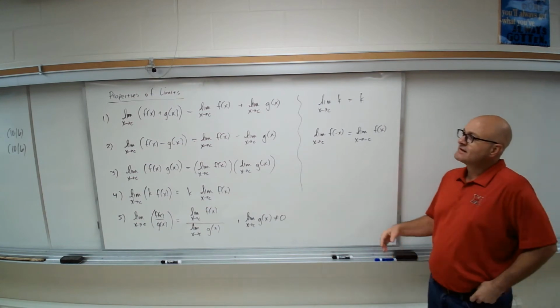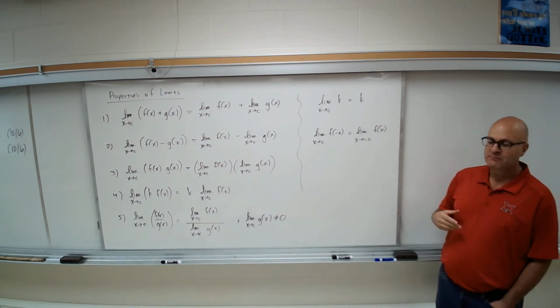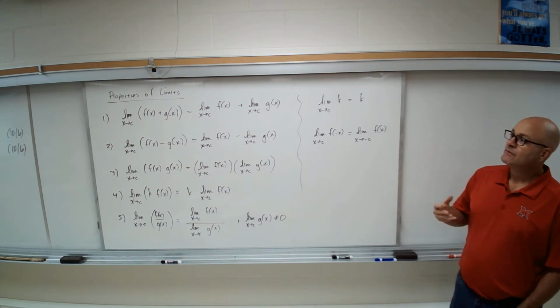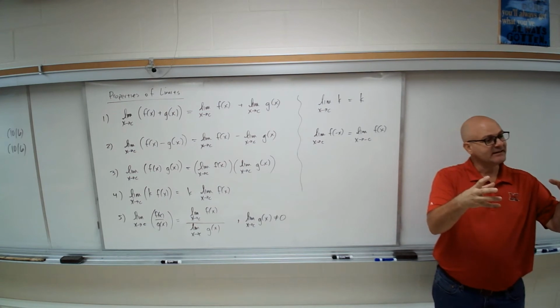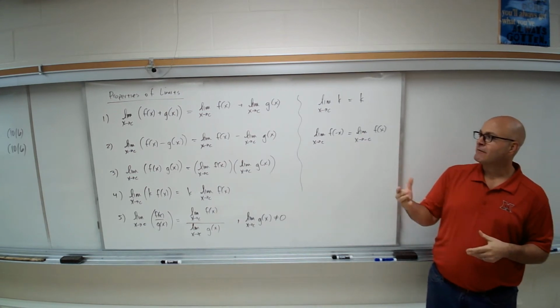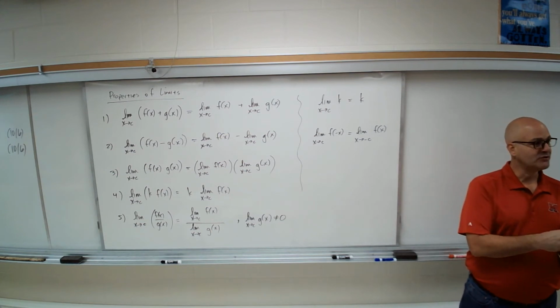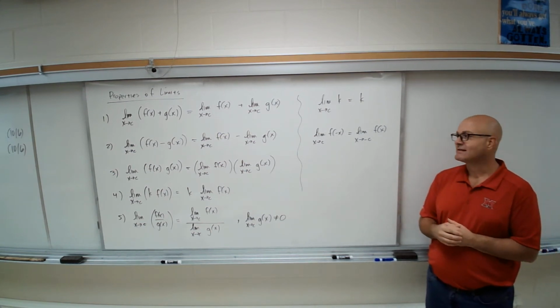Right? So for number one, we have the limit as x approaches c of f of x plus g of x. So we have the addition of those two functions inside the limit. We could break it up to say the limit as x approaches c of f of x plus the limit as x approaches c of g of x. And that could save us a lot of time, a nice shortcut sometimes.